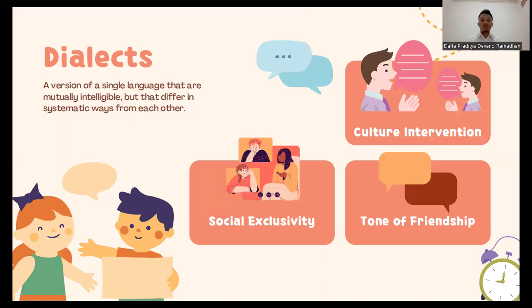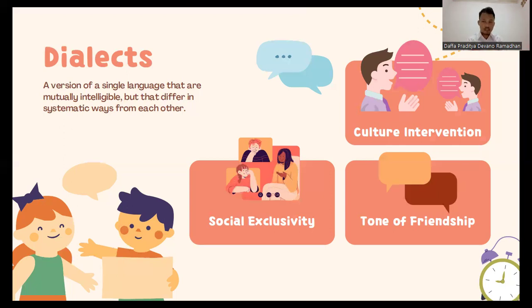So yes, it's about cultural intervention, and it applies to other non-native English speakers, like in China or in the Middle East, where they also have their own accent. In Africa, for example, they have African-American English. So yeah, they are a bit different from American or British English.